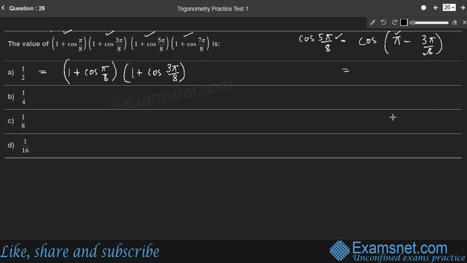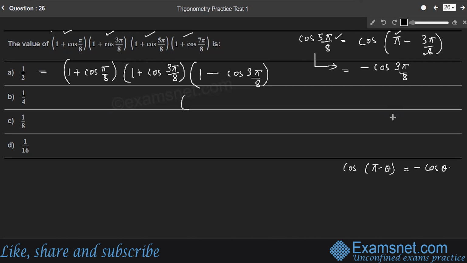So here we know that cos of pi minus theta is always minus cos theta, right? Therefore, cos pi minus 3 pi by 8 can be written as minus cos 3 pi by 8. Therefore, cos 5 pi by 8 is equal to minus cos 3 pi by 8. Therefore, the third term can be written as 1 plus cos 5 pi by 8, which is 1 minus cos 3 pi by 8, right?